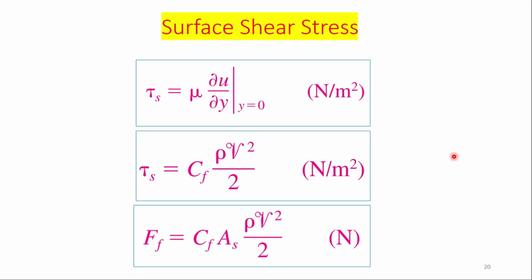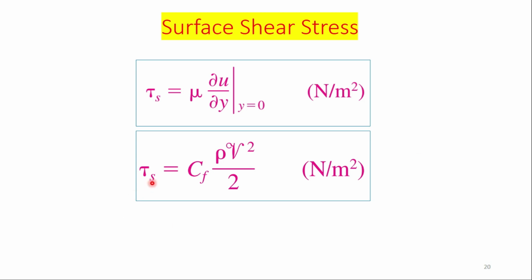So the determination of this surface shear stress is not an easy task. It requires some practical knowledge, and it also requires knowledge of the velocity profile, which is very difficult to determine. So we have a practical approach in external flow which can correlate the surface shear stress with the velocity, the density, and the friction coefficient. And this friction coefficient has no units. It is simply known as dimensionless.